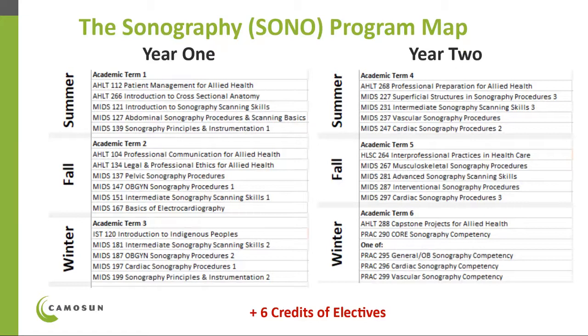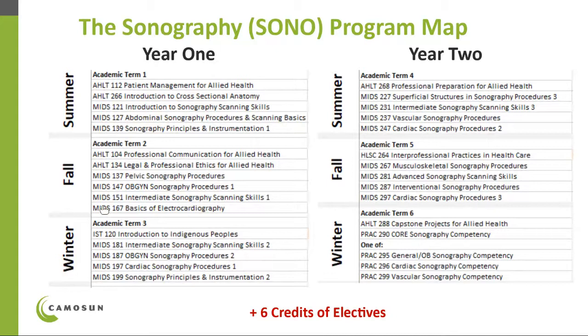The program itself, this is the map for the program. So you can see it's pretty intensive. On top of all this, there are 6 credits of electives that are required. I'll go into the elective requirements shortly here. In term 1, you'll be doing all of these courses here. So we're going to get you introduced to patient management and cross-sectional anatomy and how to scan. There's no clinical in term 1.